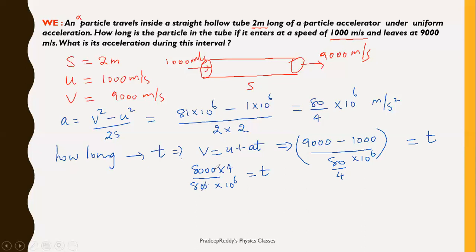Now this 0 gets cancelled, and two zeros here go. What remains is 4, and this is 8 and 8 gets cancelled. What is left over here? 4 divided by 10 power 4 is equal to t. Therefore time taken is equal to 4 into 10 power minus 4 second. During this time, the particle is being accelerated to 9000 meter per second.